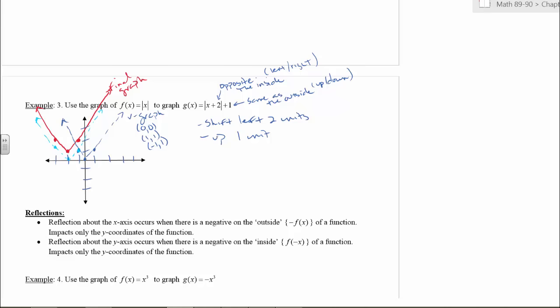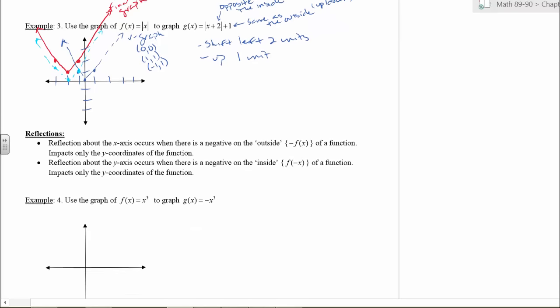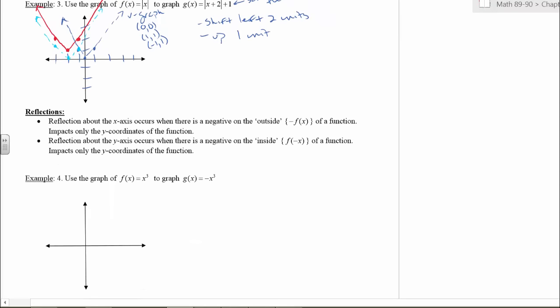And so those are your first 2 transformations, your shift up, down, and your shift left, right. So now we have 4 transformations in all. And so the third one we're going to talk about is reflections. So again, we're going to make an outside-inside argument.